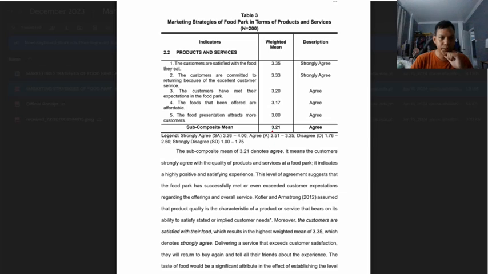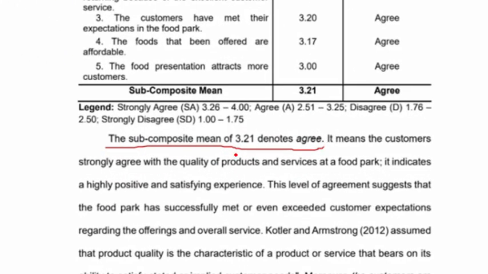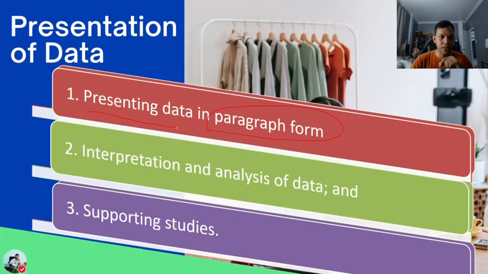The sub-composite mean is 3.21. So we'll just simply state the data. The sub-composite mean of 3.21 denotes agree. So this is the presentation of data in a paragraph form.